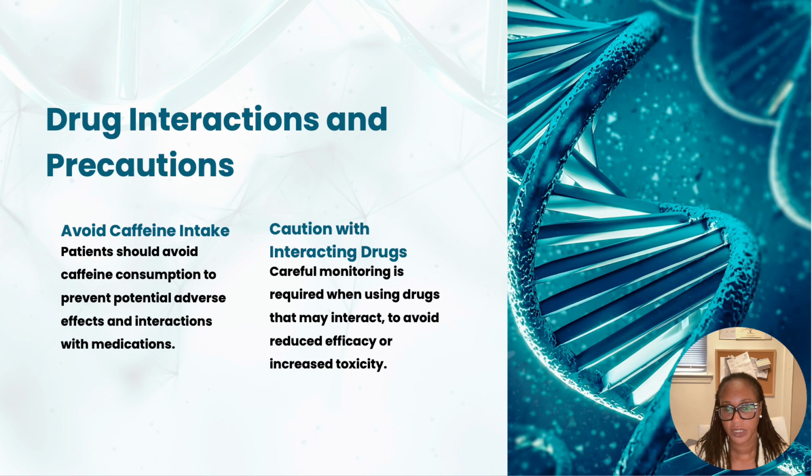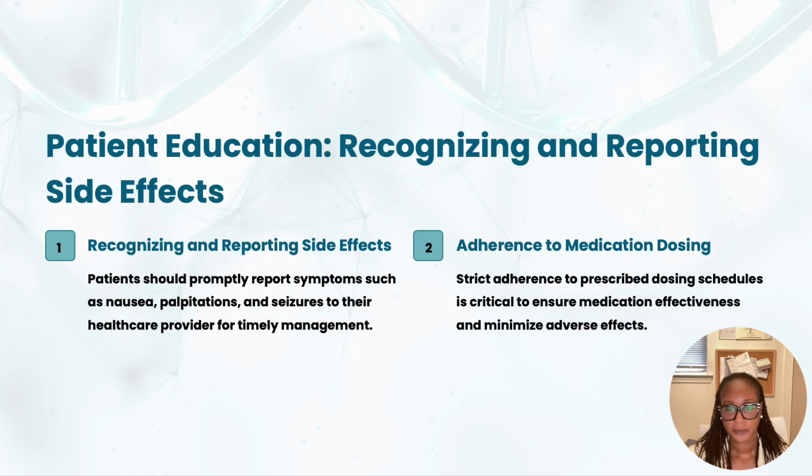You want to monitor theophylline levels. As I mentioned before, the therapeutic range is 10 to 20. Monitor serum levels, especially after changes in dose or interacting drugs. Monitor for signs of toxicity, including nausea, vomiting, tremor, seizures, and arrhythmia. And then monitor electrolytes and ECG in more severe cases. Patient education: recognizing and reporting side effects.